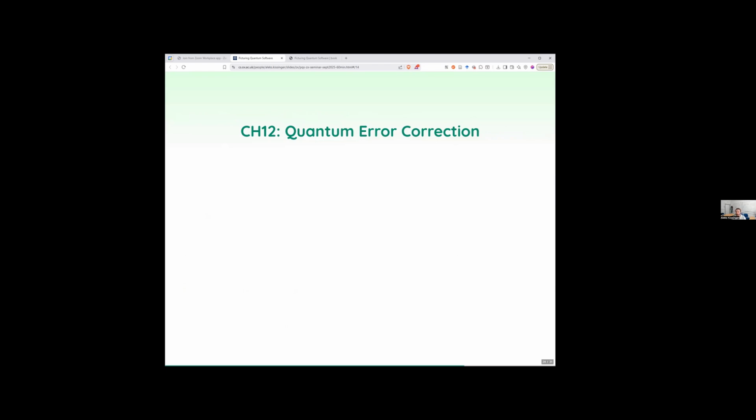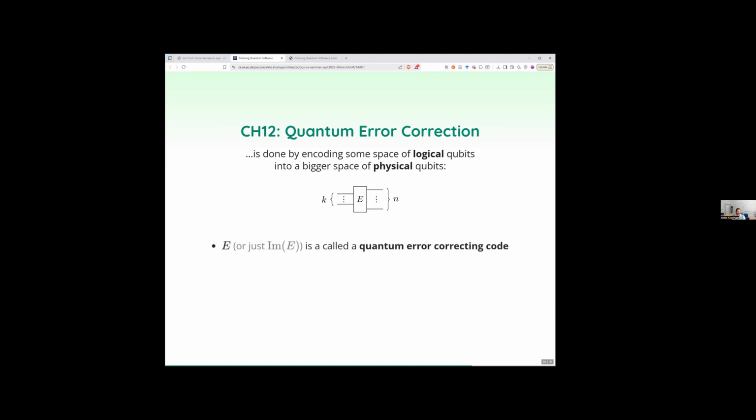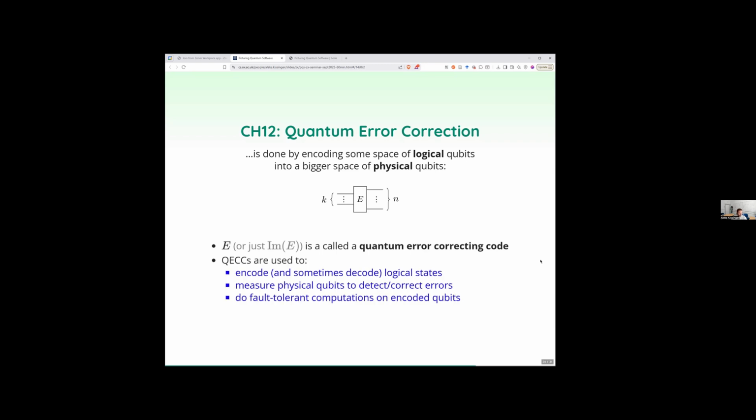The final chapter of the book, the capstone chapter, is this QEC chapter. This is about quantum error correction and fault tolerance using the ZX language. One way to think about QEC is that it's done by encoding some space of logical qubits into a bigger space of physical qubits. This encoding map, or maybe just its image, is a quantum error correcting code. And these codes are used to encode logical states, measure physical qubits, and do fault-tolerant computations.